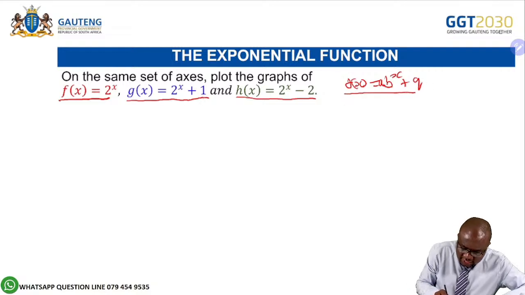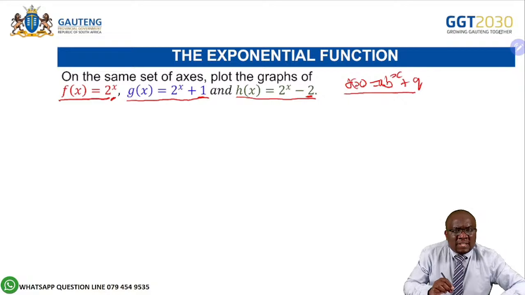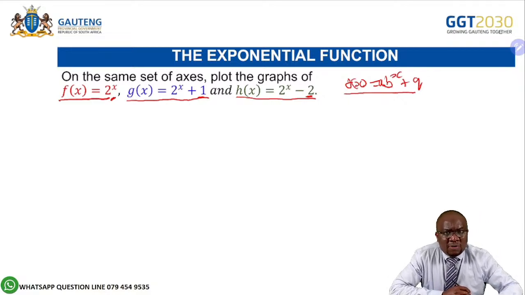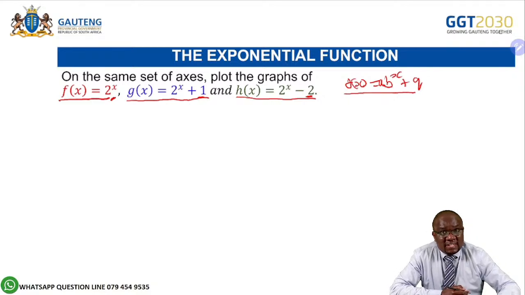What is q here? It is 1. What is q here? It is negative 2. What is q here for f of x? Anyone who can say that? You can say it in the classroom there. What is q for f of x? It is 0, isn't it? You see that? It is 0.